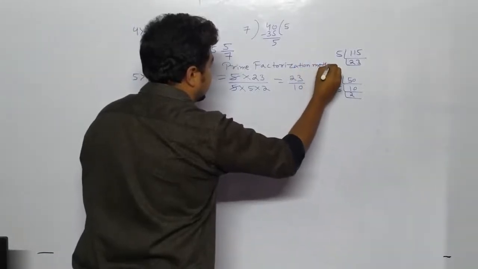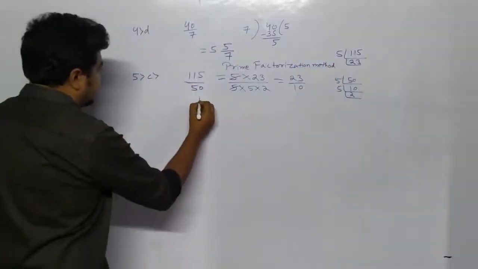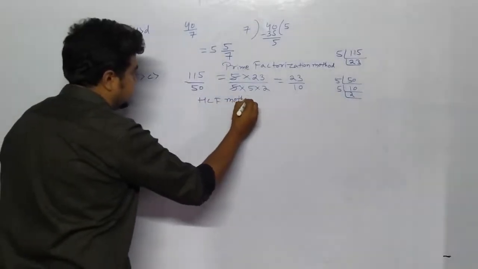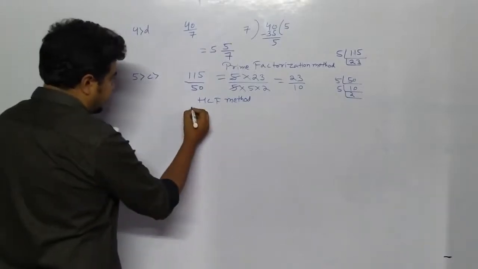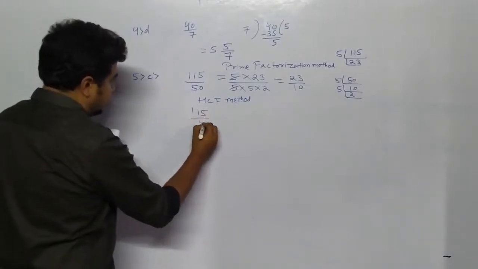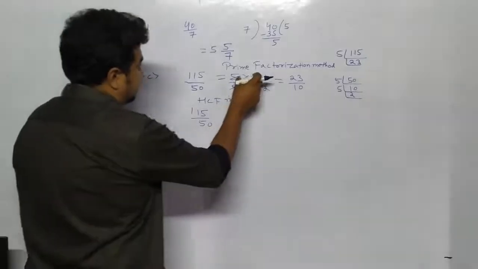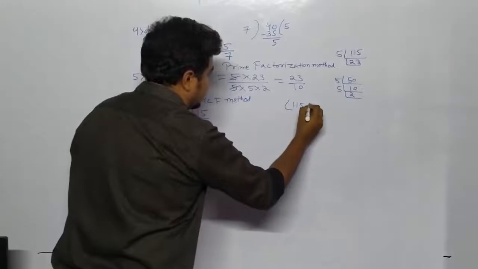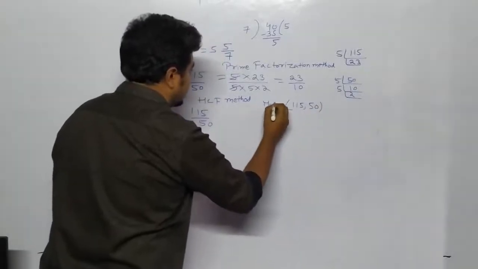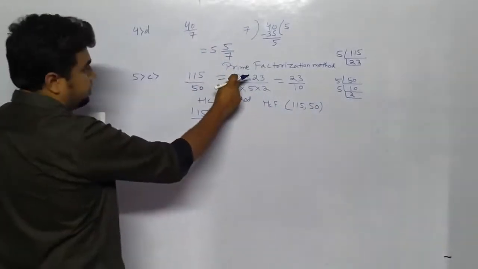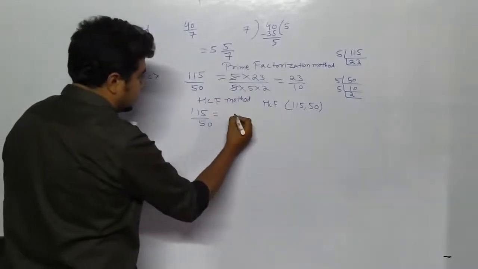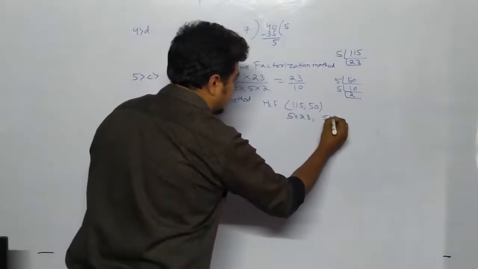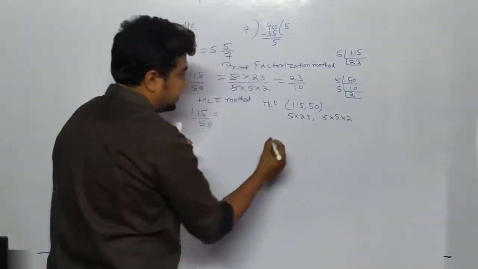Now the question with respect to the HCF method. The HCF method is also very simple. You can directly write from here 115 by 50. See the HCF of 115 and 50. What will be the HCF? 115 can be written as 5 into 23, and 50 can be written as 5 into 5 into 2. What is common?